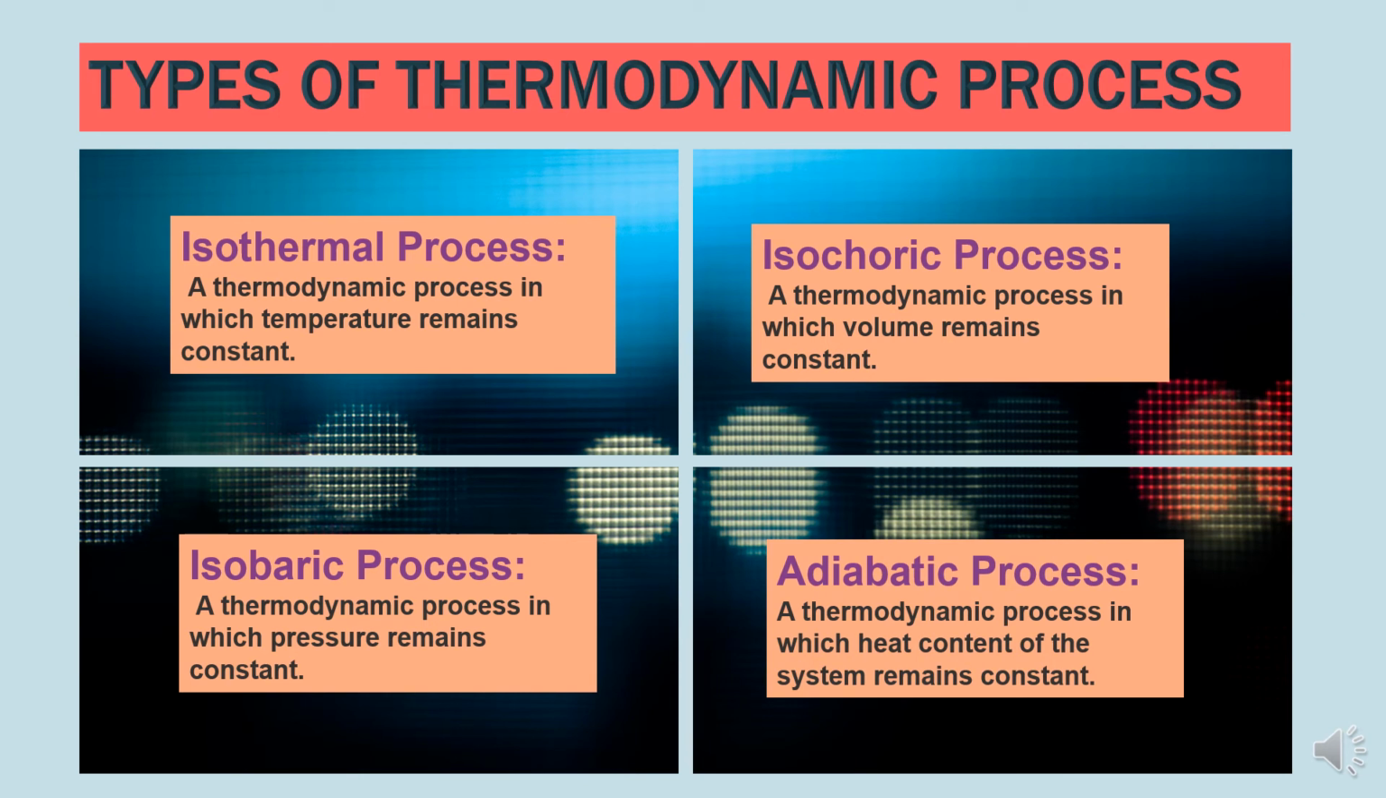Fourth type of processes are adiabatic processes. Adiabatic processes are such processes in which the system has insulating walls, means heat content of the system remains constant. System can neither lose nor gain heat energy from the surroundings. Heat exchange will not happen between that system and the surroundings. These systems have insulated walls, and the walls are also called adiabatic walls.